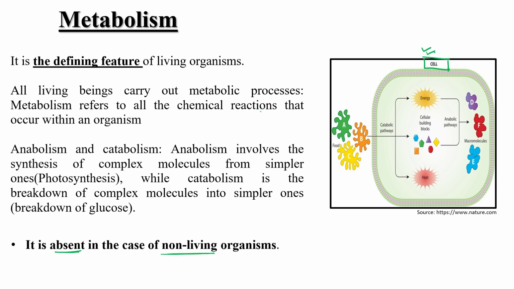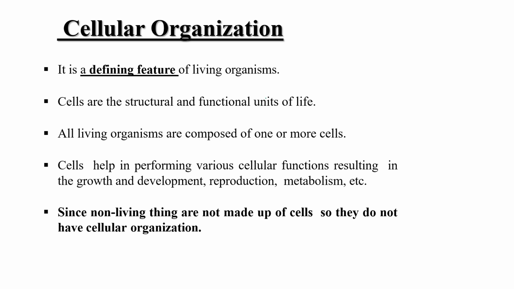Now cellular organization, it is again a defining feature. Why? Cells are the structural and functional unit of life. When similar kinds of cells come together and perform a similar kind of function, that time we can use the term tissue. When different tissues come together and perform different types of functions, then we can say organ, then organ system, and so on. That is known as cellular organization.